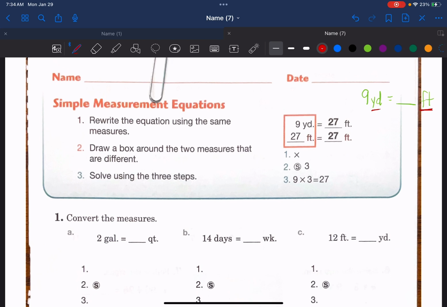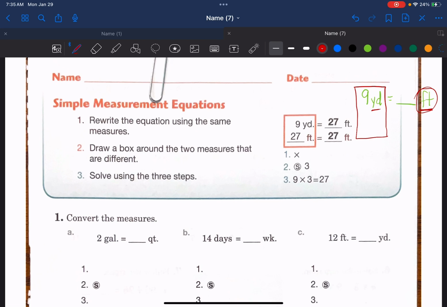So basically what you're going to start asking yourself is which one doesn't match the answer, because that's what we're trying to find. Which one doesn't match your answer? Well, obviously the 9 yards doesn't. So what you're going to do is put a box around the 9 yards. This is showing that this one is different.